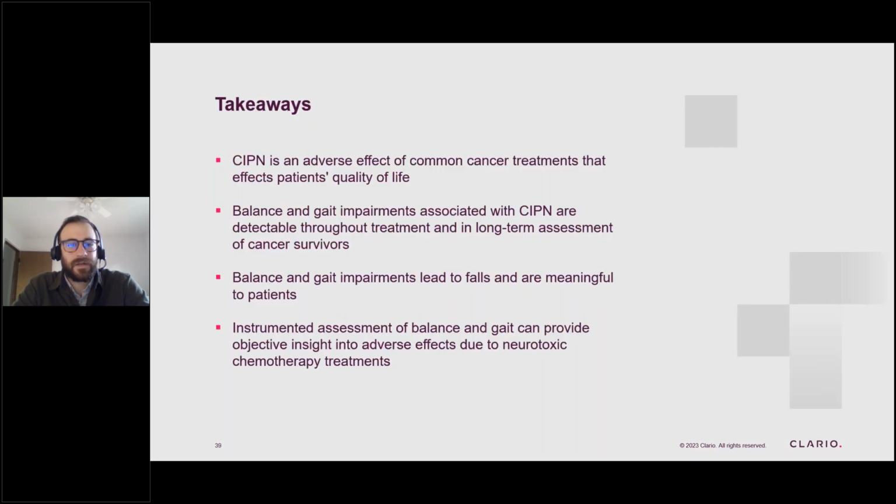And on my last slide, I have just a few takeaways. So SIPN is an adverse effect of common cancer treatments that affects patients' quality of life. Balance and gait impairments are associated with SIPN and are detectable through treatment and in long-term assessment of cancer survivors. And these are important measures as they lead to falls and increased fall risk and are meaningful to patients. And finally, instrumented assessment of balance and gait can provide objective insight into adverse effects due to neurotoxic chemotherapy treatments.